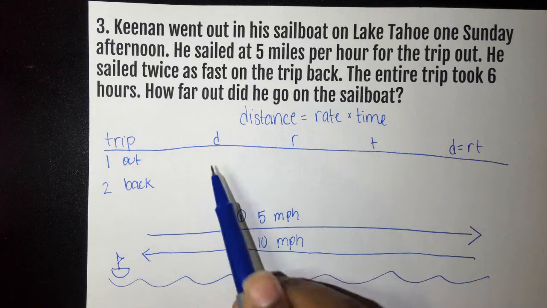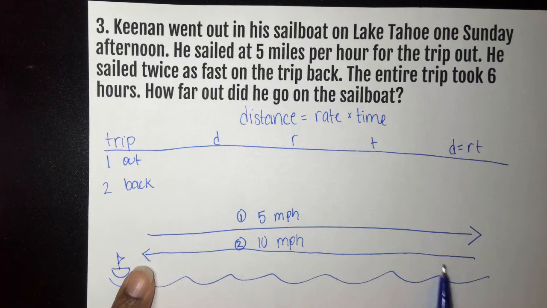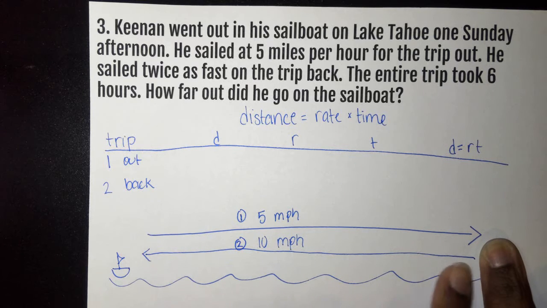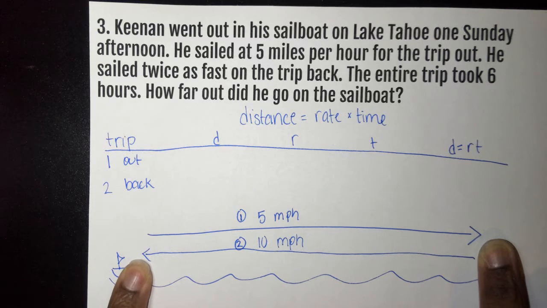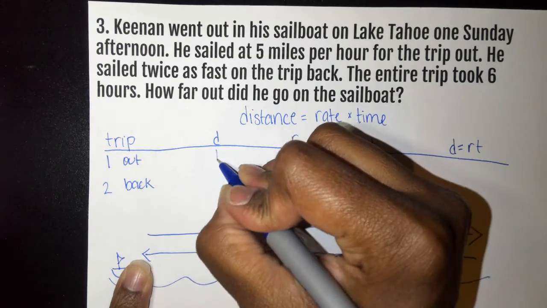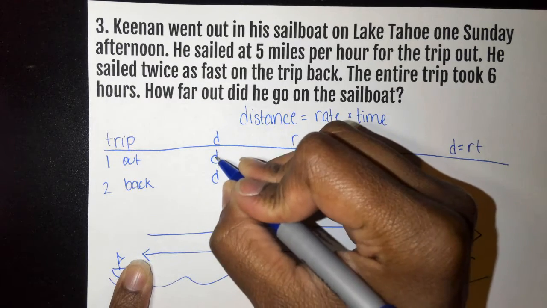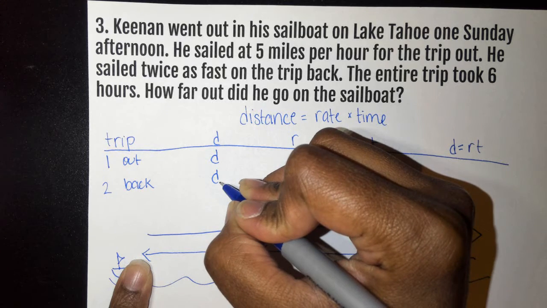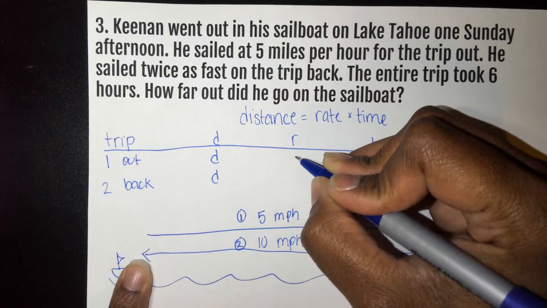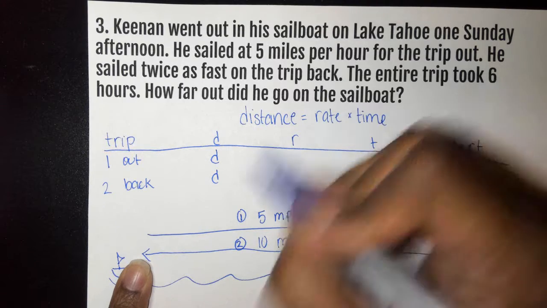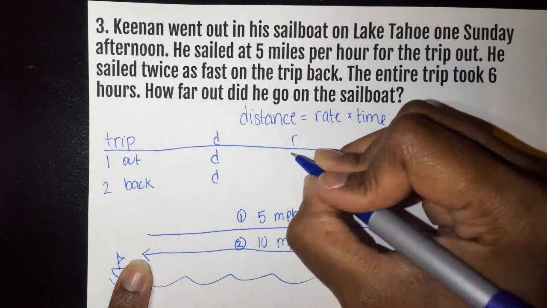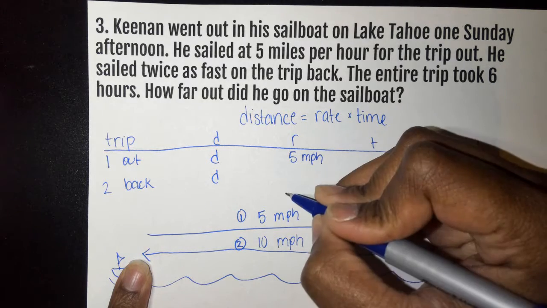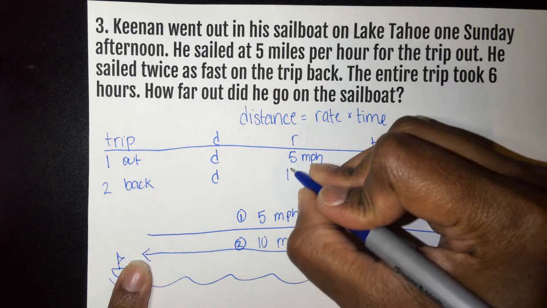Now, what do we know about the distance? Well, if we look at our little diagram here, we know that the distance he went out and the distance he came back are the same. So I can give those the same variable. We don't know what the distance is, but we know that going out and back, he traveled the same distance. How about the rate? What do we know about the rates? Well, it tells us that going out, he was traveling 5 miles per hour, and that coming back, he was traveling twice that, which is 10 miles per hour.